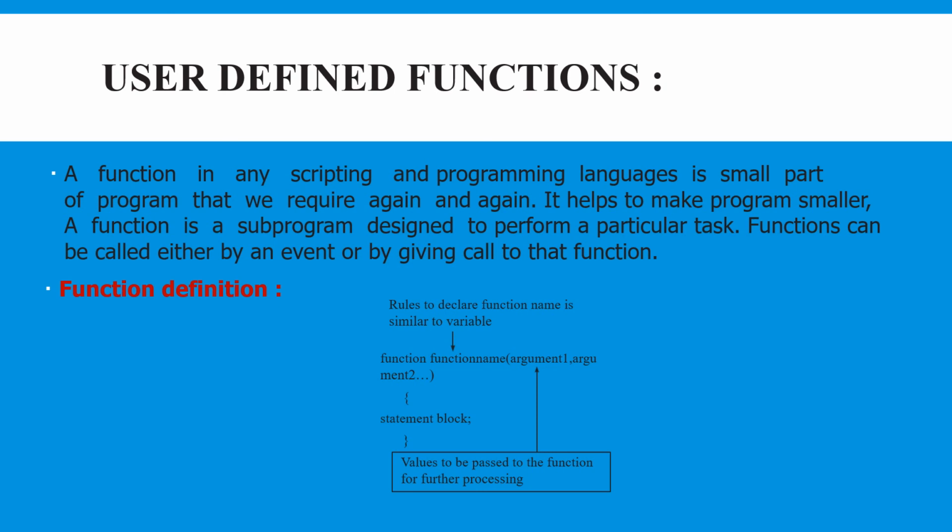Now, how to define a function? The rules to declare a function name are similar to a variable. The function name is followed by brackets with argument 1, argument 2, then the statement block. These are the values to be passed to the function for further processing. Now after this we are going to see examples related to JavaScript programming.